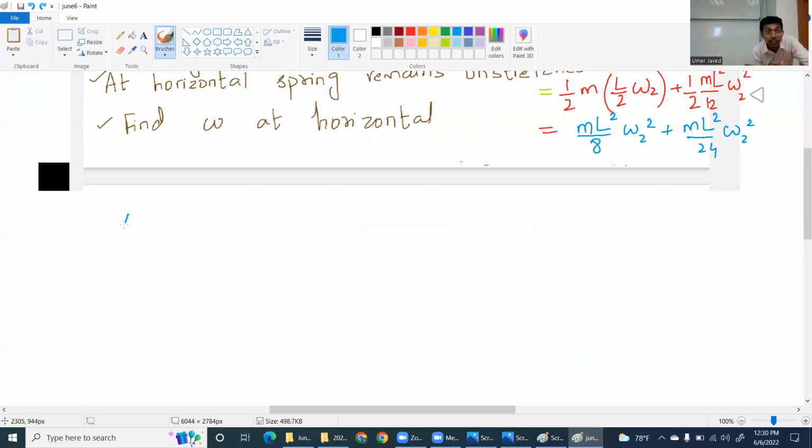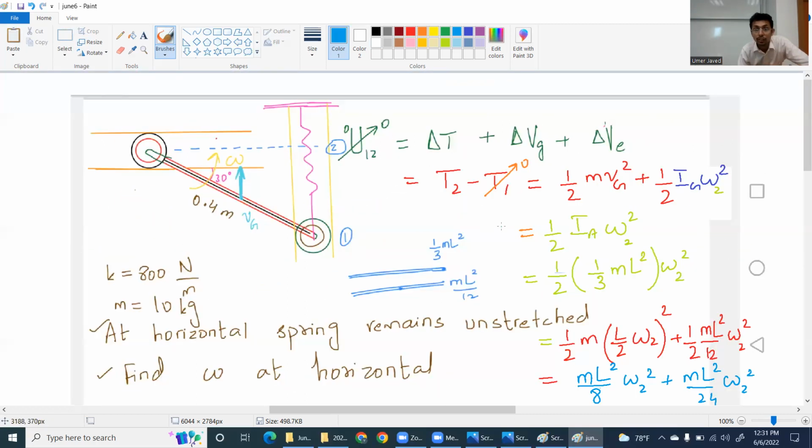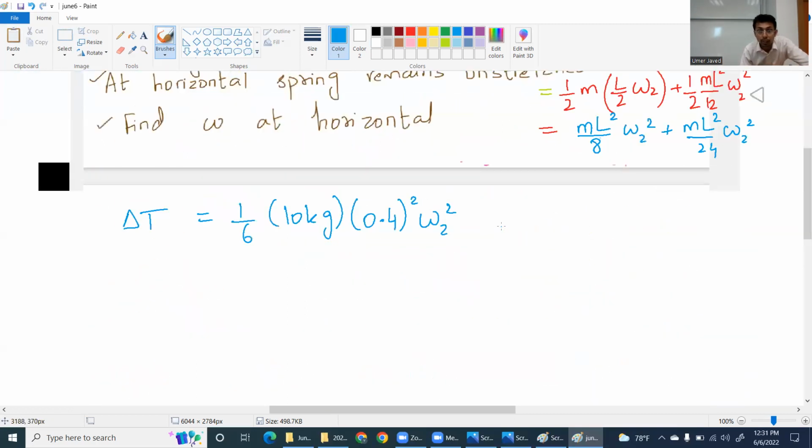What is delta T? It is 1/6 times 10 kg times 0.4 square times omega 2 square, right? I think so. You can see 1/2 times 1/3 m L square omega 2 square, which is equal to 0.267 omega 2 square. Last but not least, I will have delta Vg and then I will answer his question.